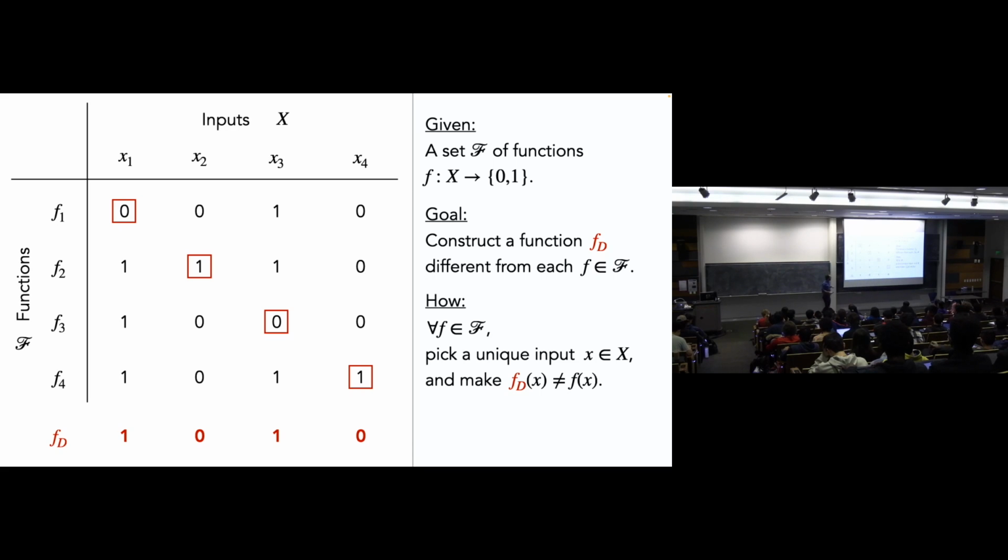Okay? And what is the condition that I need to be able to do this? What is the condition needed so that I can pick a unique input x for each function that I have? For each function, I need to be able to pick a unique x, and what's the condition I need? You need to have at least as many x's as functions, right? So the size of X should be at least as large as curly F, so that in that case, for each function I have, I can pick a unique x.